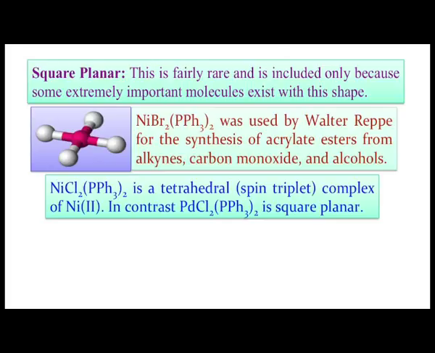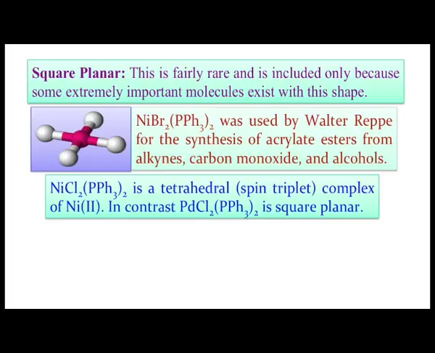Spin triplet means you have 2 unpaired electrons, and the corresponding capital S value is 1, and the multiplicity of that spin state will be 2S plus 1, which is equal to 3. That means it is a paramagnetic compound, and the paramagnetism of 2 electrons leads to the identification that it is a tetrahedral molecule. But for palladium, it will be square planar in arrangement.